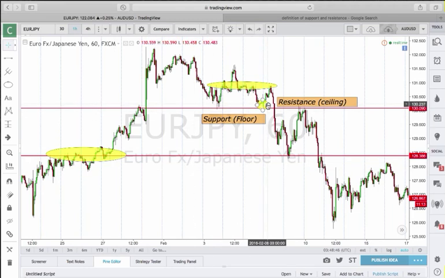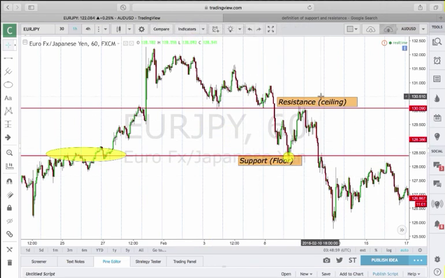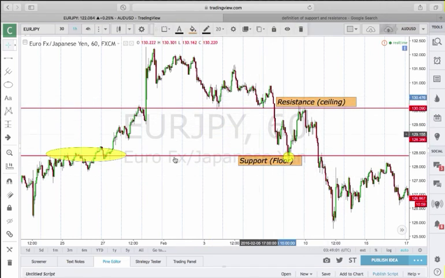And what did price do over here? It literally was bouncing above it. Okay, that's how we adapt to utilizing support and resistance. Now this is support, okay, and this is resistance. Look at support, it's also tested here.